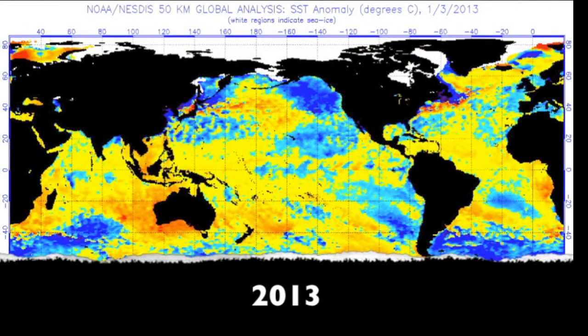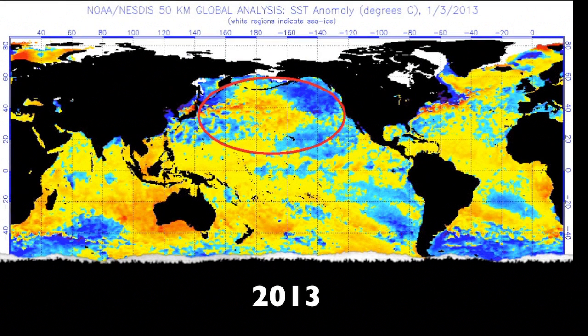The following map shows sea surface temperature anomalies in the Pacific Ocean beginning in January 2013, with blue shading indicating cooler than average water temperatures, or environmental conditions good for salmon growth and survival, and yellow, orange, and red indicating warmer than average water temperatures, conditions unfavorable for salmon.